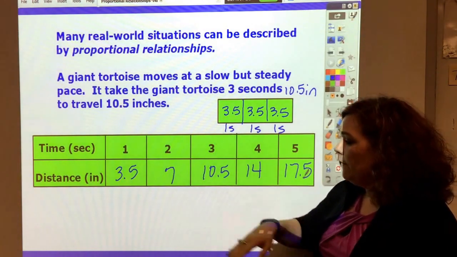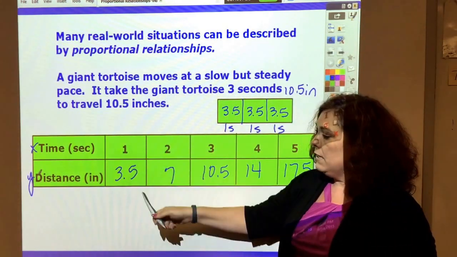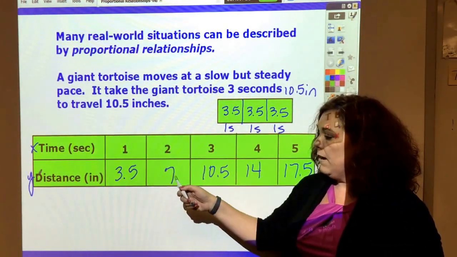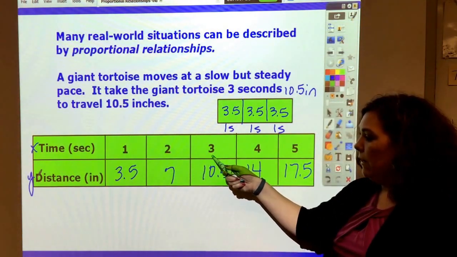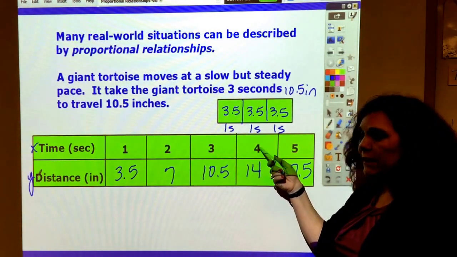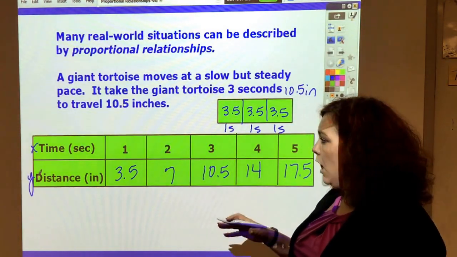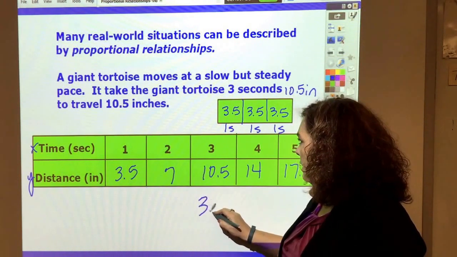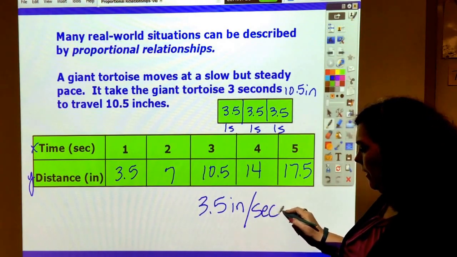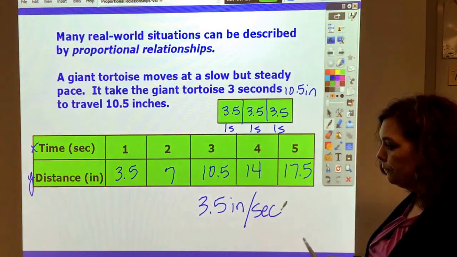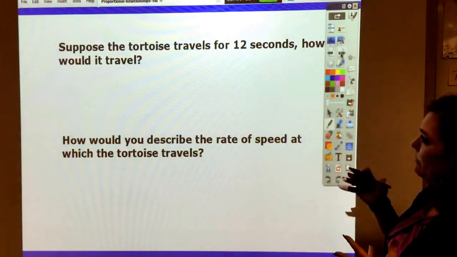This is X, and this is Y, and if you divide each of these, Y divided by X is 3.5. 7 divided by 2 is 3.5, and 10.5 divided by 3 is 3.5, and 14 divided by 4 is 3.5, and 17.5 divided by 5 is 3.5. So the constant rate is 3.5 inches per second, okay? And you do look at it as dividing upwards. So let's see what this looks like.